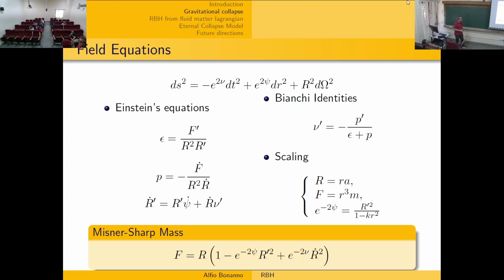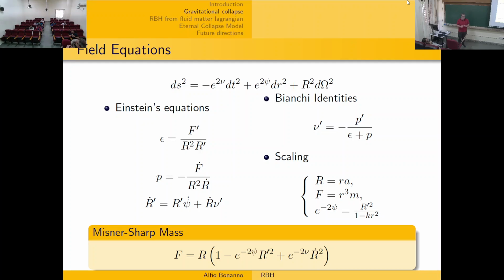So the energy density is given by F prime over R squared R prime, P is obtained by this expression, R dot is given by this expression, where prime is the derivative with respect to this coordinate, and dot is the derivative with respect to time, this time coordinate. The Bianchi identities relate this quantity and this quantity. An important quantity in this discussion is the Misner-Sharp mass, which is defined in terms of the lapse function by this expression. It has a very physical meaning: it is a quasi-local form of mass.